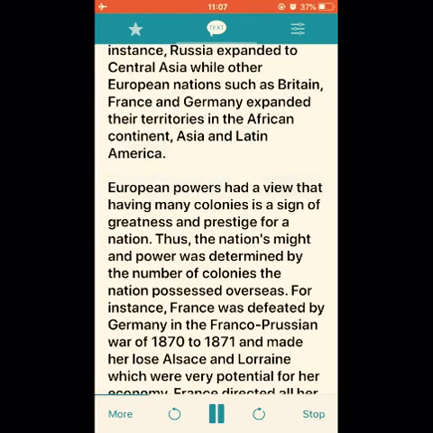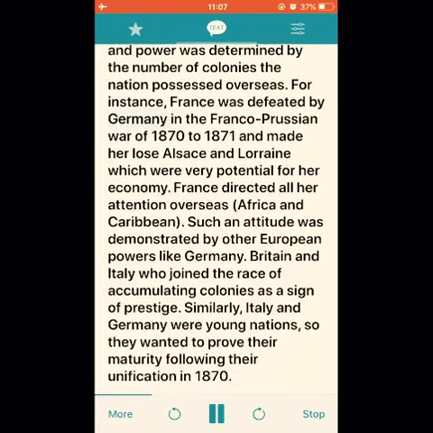European powers had a view that having many colonies is a sign of greatness and prestige for a nation. Thus, the nation's might and power was determined by the number of colonies the nation possessed overseas. For instance, France was defeated by Germany in the Franco-Prussian War of 1870 to 1871 and made to lose Alsace and Lorraine, which were very potential for her economy. France directed all her attention overseas, Africa and Caribbean.